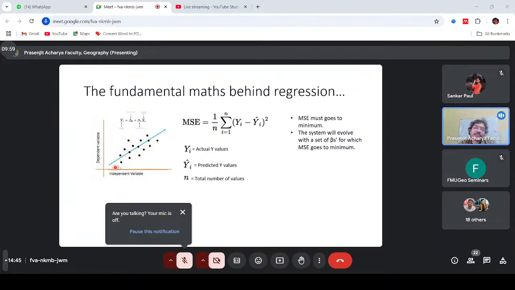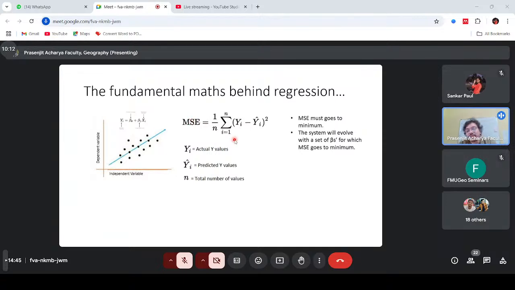If you do that using a line which passes through this lower end or this upper end, you end up with a high MSE. But if you pass the line through this data cloud, you suddenly get a low MSE. That was the idea, right? MSE, the mean sum of square error, must go to 0 or as minimum as possible, and that's why the idea is called least square error. It's called OLS, the ordinary least squares. That was the assumption running behind these regressions.